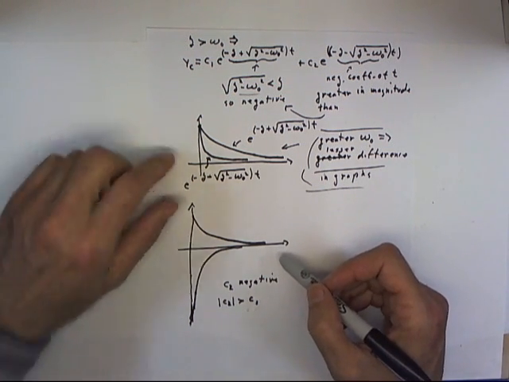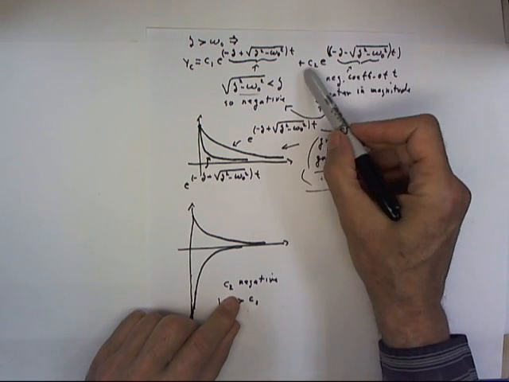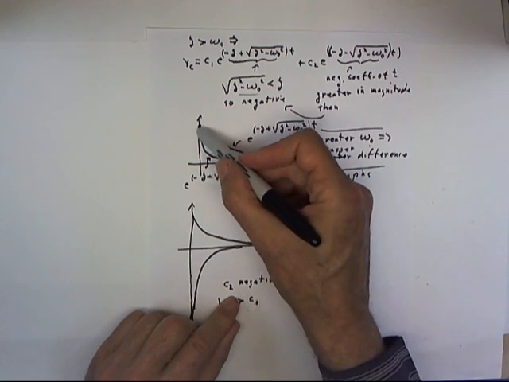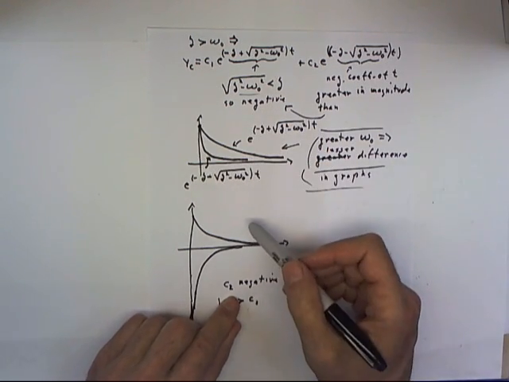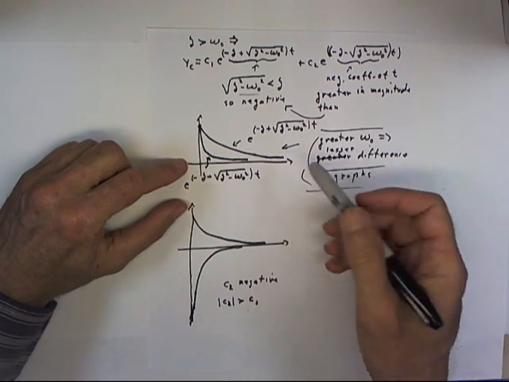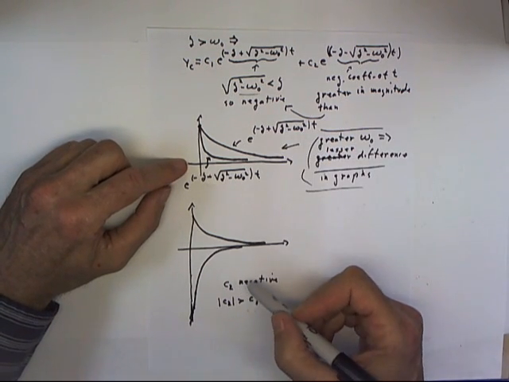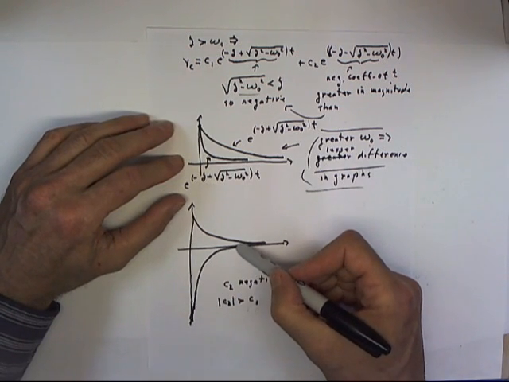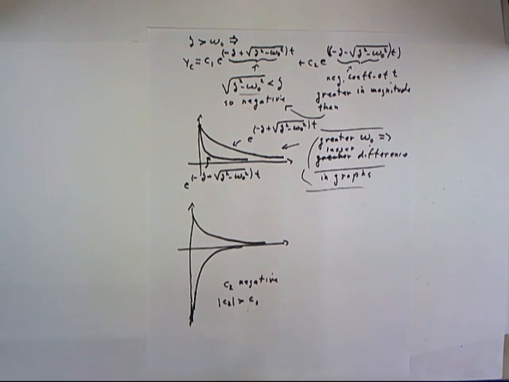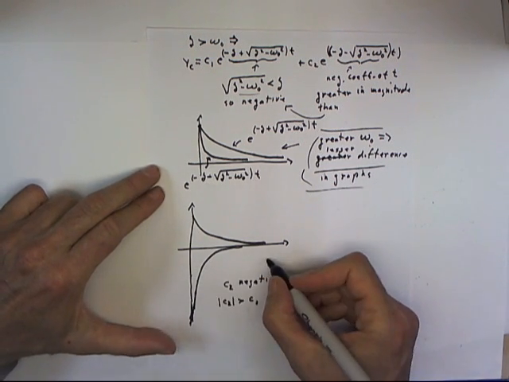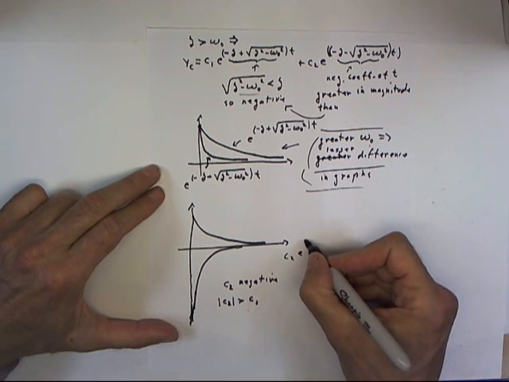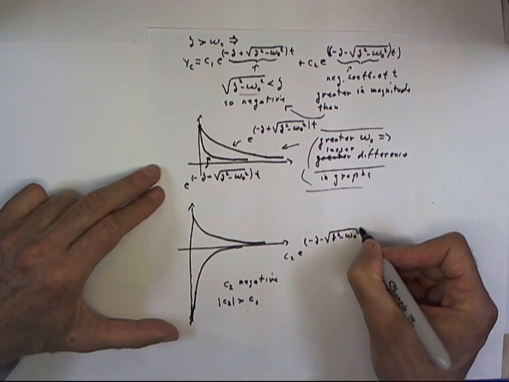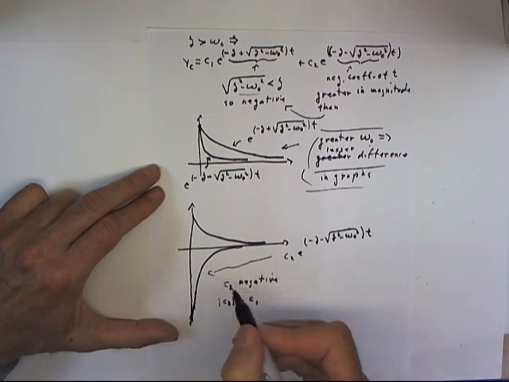Okay, now if C2 is negative, that means that the multiplier of the exponential function with the more rapid approach to the axis is going to have a negative exponent, which is going to lead you to a graph that looks something like this. So this would be the graph of C2 e to the negative delta minus the square root of delta squared minus omega naught squared quantity times t.